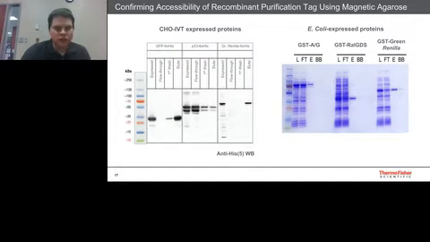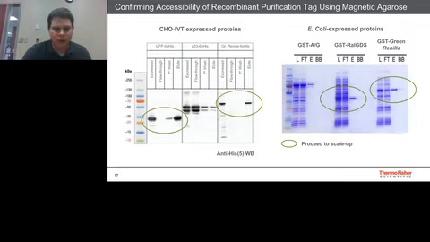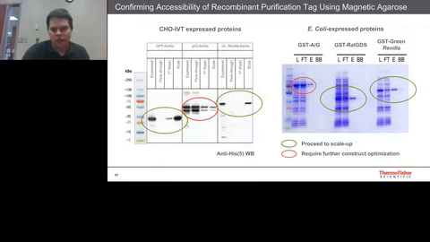GST fusions were also screened for tag accessibility, with protein AG fusion showing poor binding. Four of the 6 constructs screened would be ready to scale up. However, the P53 and protein AG constructs would require further optimization before scaling up.